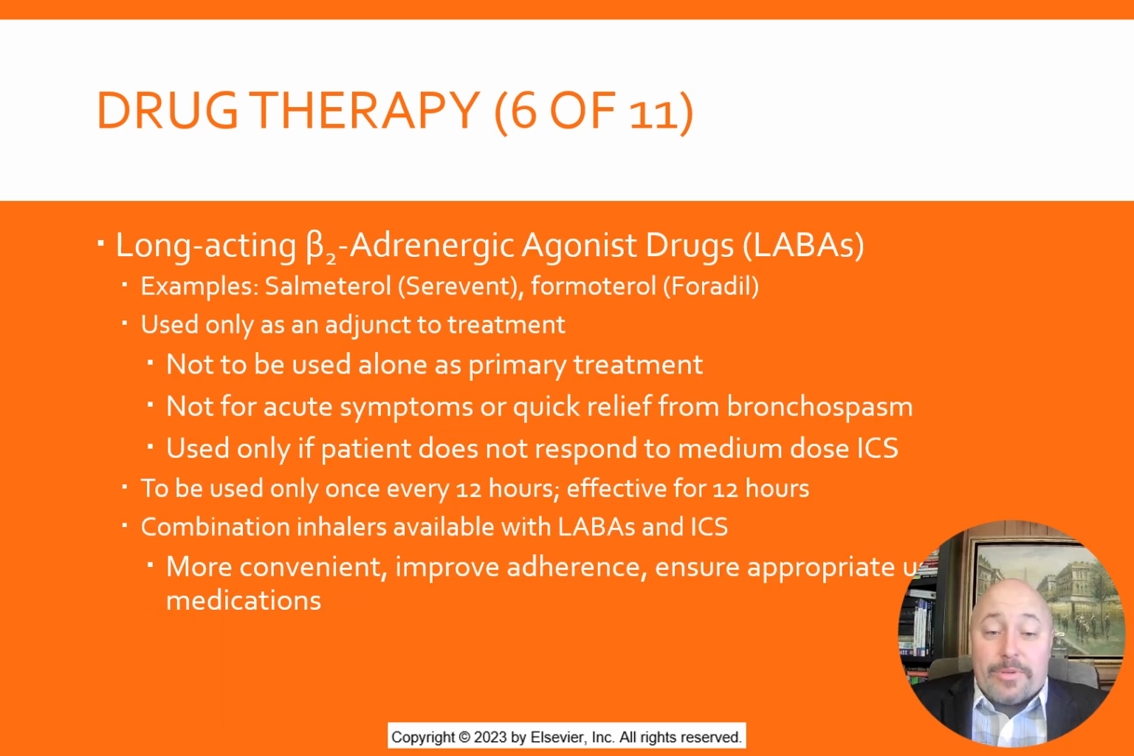Next would be LABAs, or long-acting beta agonists, such as salmeterol you may be aware of. It's used only as an adjunct to treatment. It's not to be used alone as a primary treatment, and not for acute symptoms or quick relief from a bronchospasm. This is not a drug to be used in emergencies. It's more of a long-term prophylaxis or prevention.